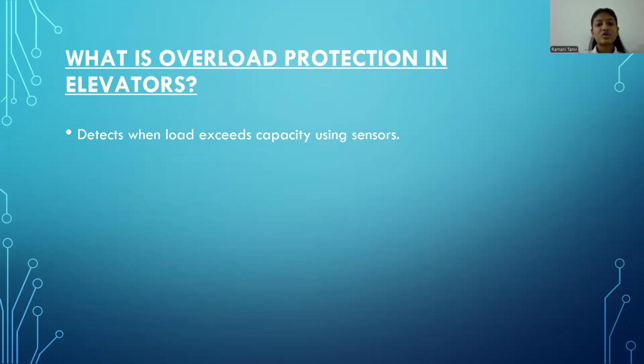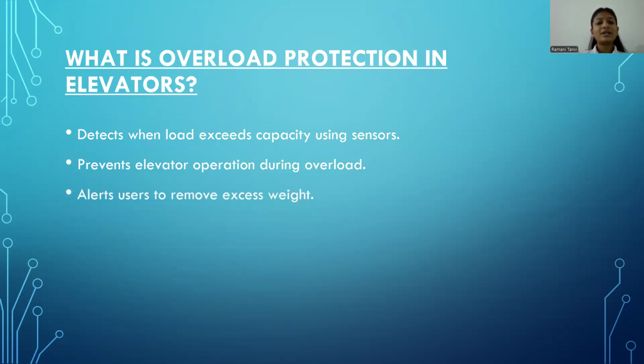Then the system stops the elevator from moving. Often the elevator will beep or show a message like "Overload, please reduce weight." Only after people step out does the elevator become active again. This kind of automatic response is vital for preventing wear and tear and ensuring safety for everyone inside.